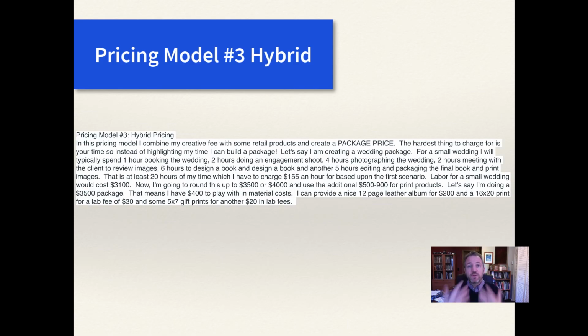This leads us to the third pricing model, and it's the pricing model that I use more than any other pricing model in my business today, and that is hybrid pricing. Going back to what I said about how it's really hard to charge for your time, but I can factor the cost of my time and build a package that looks very valuable to my client and is a really good exchange of products and services for the price I'm charging. So let's talk about the hybrid pricing model.